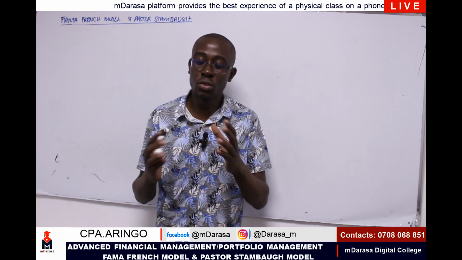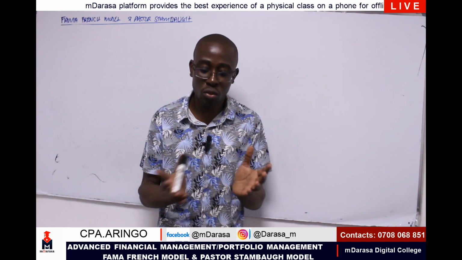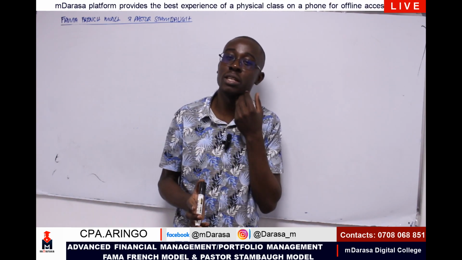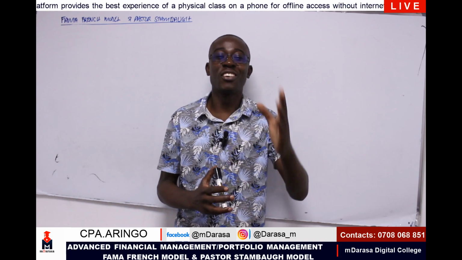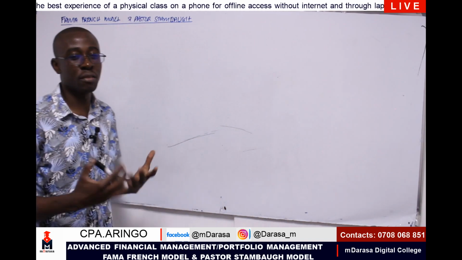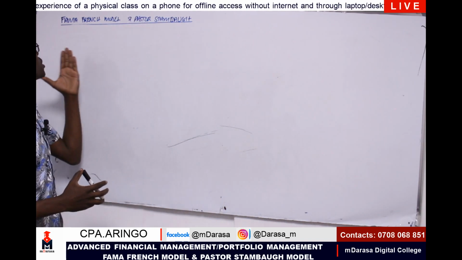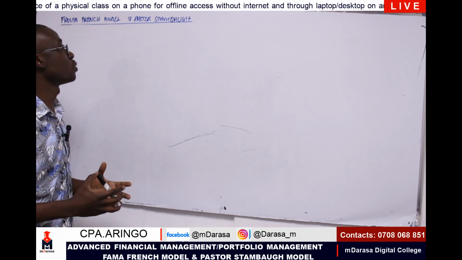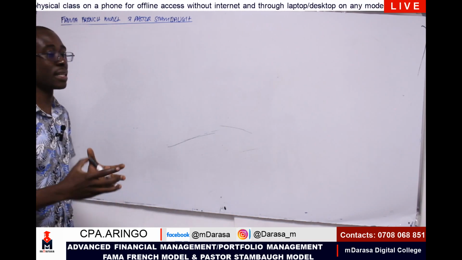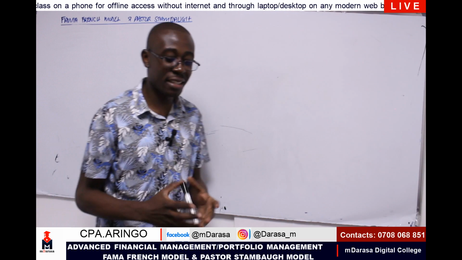Remember, we have introduced the concept of a capital asset pricing model. We talked of the aspect of an arbitrage pricing model. Now, class, today it is a very interesting session because we are going to introduce a very interesting model, which we normally refer to as the Fama-French model, and the Fama-Stambaugh model, right? These are very interesting models when it comes to analyzing our investments, and that's what I want us to do today.